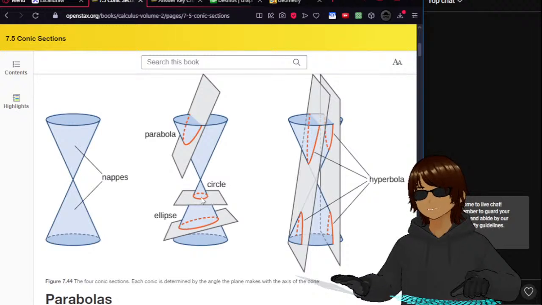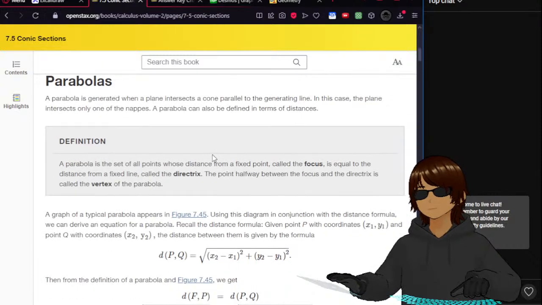So if it's flat, circle. If it has small slope, then the intersection is an ellipse. If the slope is parallel to the side of the cone, then the intersection you get is a parabola. If the slope is larger than this one, it is called a hyperbola.